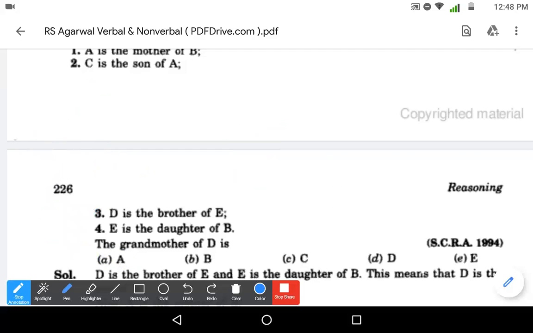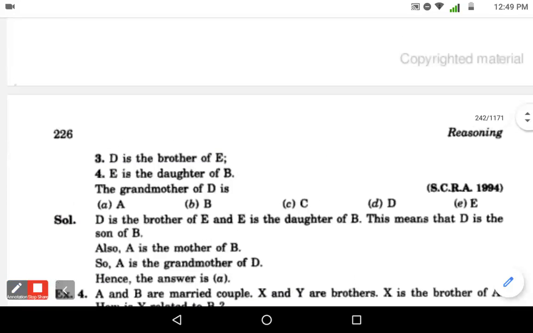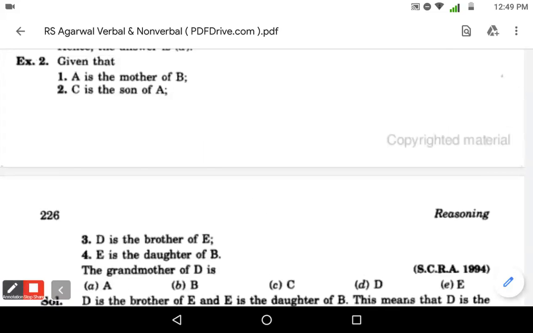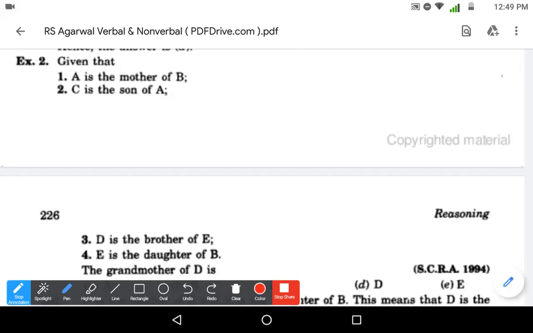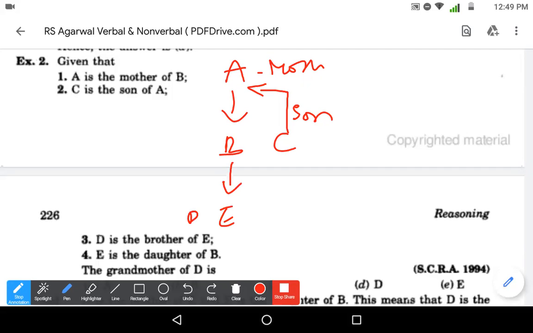I don't know if you understood that or not. Let us do it once again. Listen to the question carefully. A is the mother of B. C is the son of A, which means A has two kids, one is B, one is C. Now, D is the brother of E and E is the daughter of B. So B's daughter is E, and E has another brother who is D. So A has two kids, B and C. B has two kids, E and D.